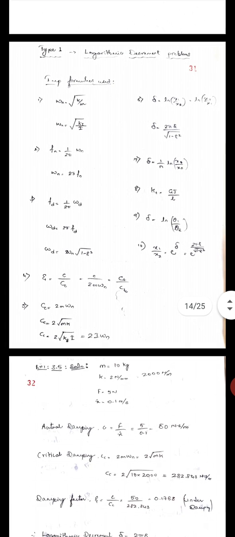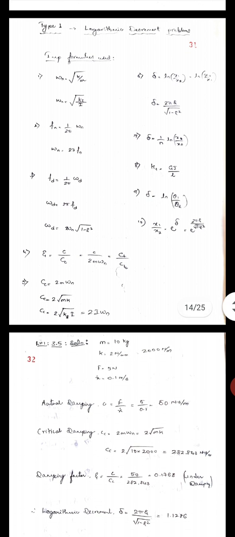where k is the stiffness of the spring, or for a circular shaft, kt is the stiffness of the shaft, m is the mass suspended by the spring, and I is the mass moment of inertia of a rotating shaft. Second one, frequency Fn is omega n by 2 pi, or omega n is 2 pi Fn, in hertz. Third one, damped frequency Fd is omega d by 2 pi, or omega d is 2 pi into Fd.